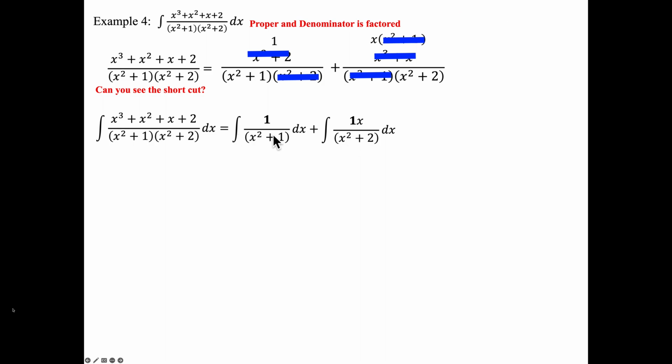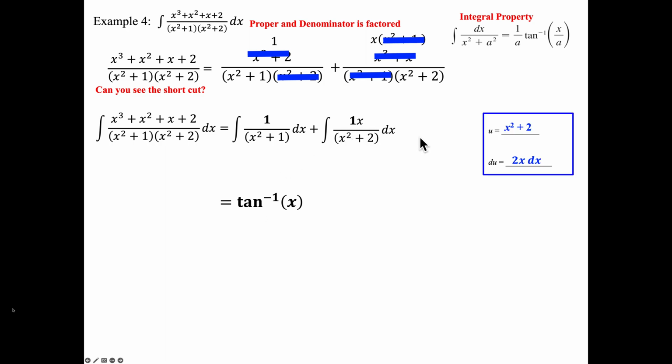So again, this one right here, that's going to be my inverse tangent rule. X squared plus 1. 1's a perfect square, so that's 1. So 1 over 1 is 1. So this will just be the inverse tangent of x over 1, which is x. That's this integral. Here we're going to probably do a u sub.